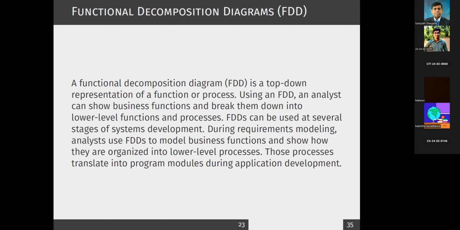from top to bottom, we call top-down representation of functional processes. So using these diagrams, analysts can show various different business functions, and you can break them into lower level functions and processes. So you can use it in various stages. You can use it in the requirements modeling, and during the requirements modeling, you use these diagrams to model business functions, right? And then these can be translated into modules, right? Again, we'll discuss how we can do that.